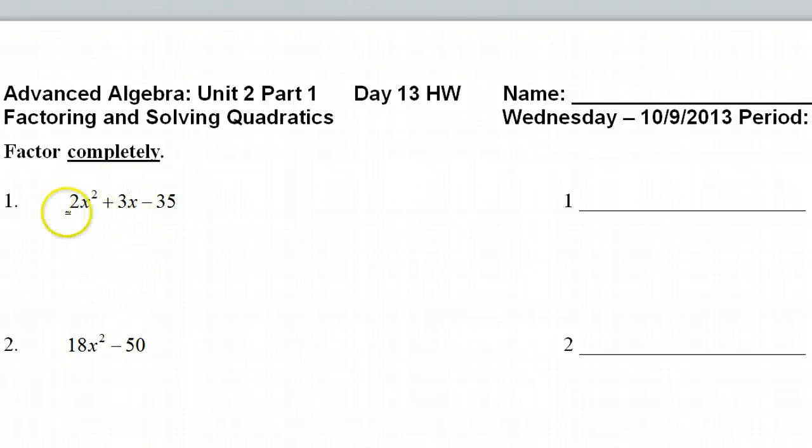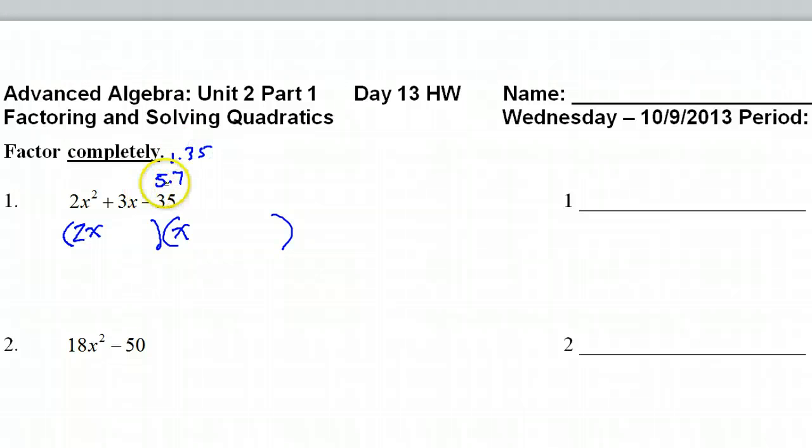Alright, now, number one. First step of factoring is to look and see if there's a common factor. I don't see a common factor, so I will go ahead and start shooting for the binomial times binomial. So that's going to be 2x squared can only be 2x and x. 35, the first thing that comes into my mind is 5 times 7. Alright, technically it could be 1 times 35, but I'm betting on the 5 times 7.